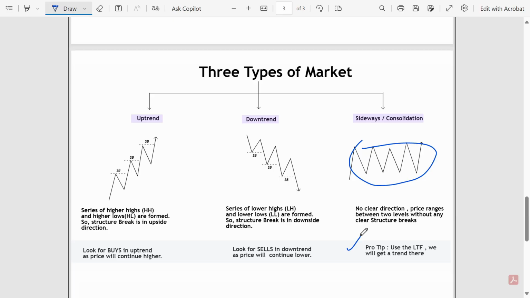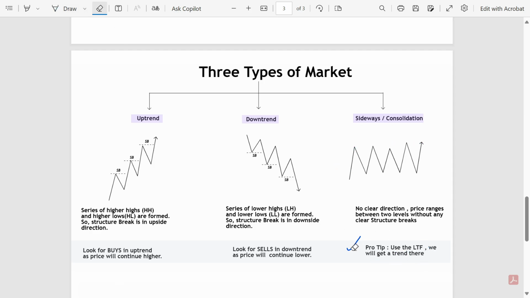The pro tip to trade inside this sideways market is use the lower time frame. We will get a trend there. For example, if we are in a 1 hour high time frame which is sideways, then what we will do is we will step into lower time frame, 15-minute or 5-minute, and in that time frame we will clearly see that price may be in an uptrend or downtrend. Any of this trend, price will be present there.